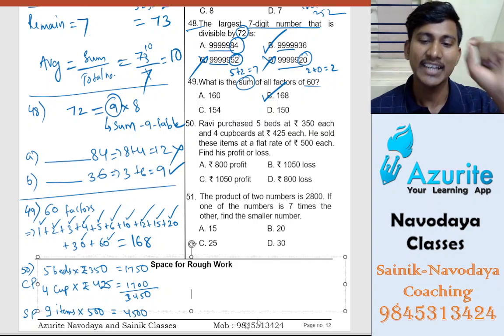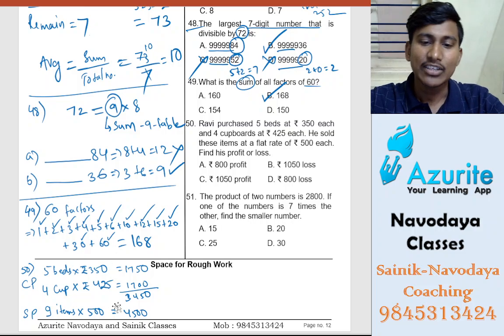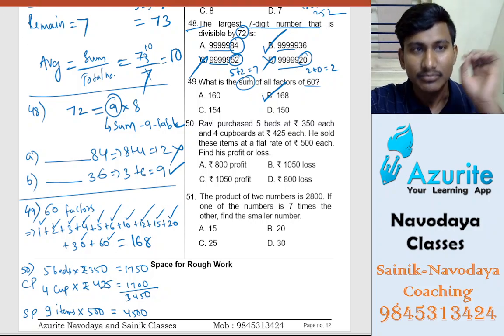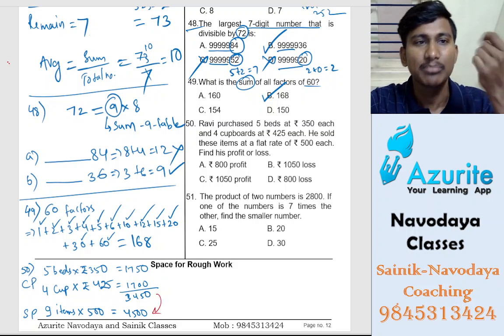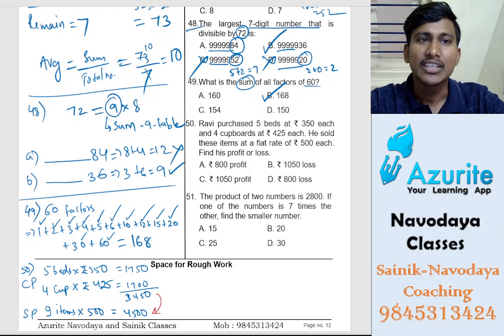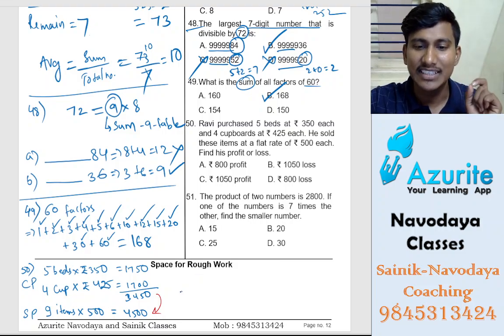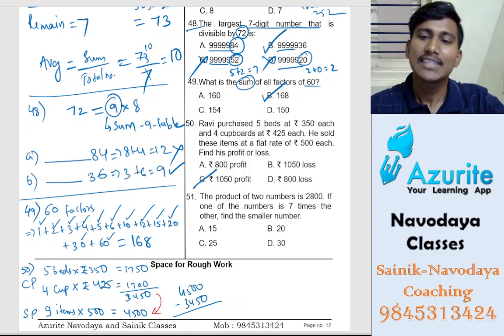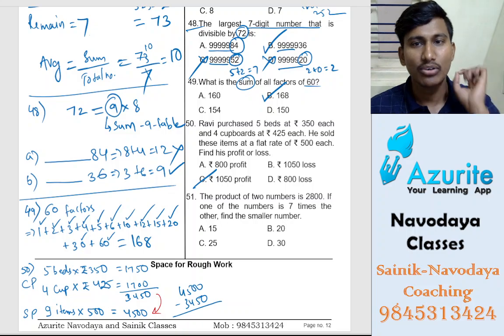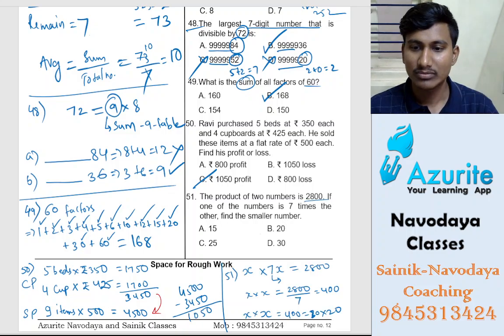He bought at 3450 and sold at how much? He sold at 4500. That is the profit. So profit will be, if you subtract, 4500 minus 3450. You will get the answer as 1050, option C here. Okay, that is the profit. Understand? Okay, so the next question is there.